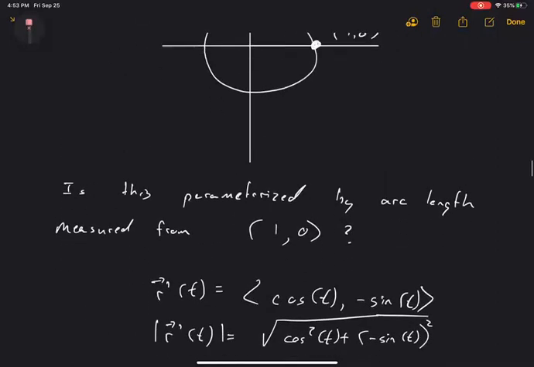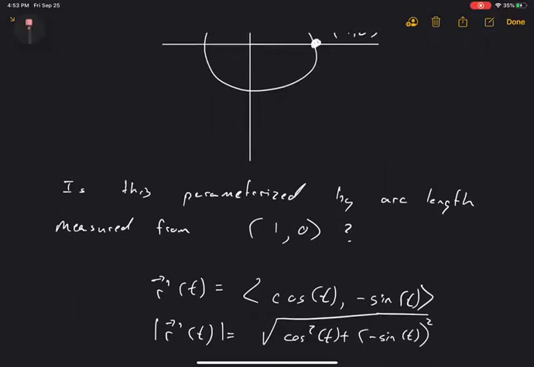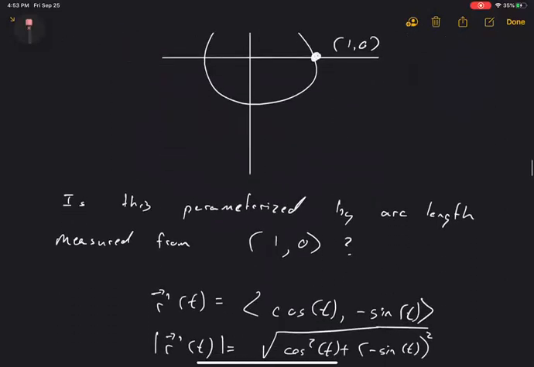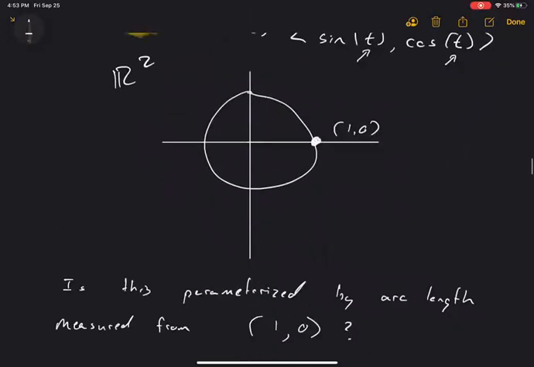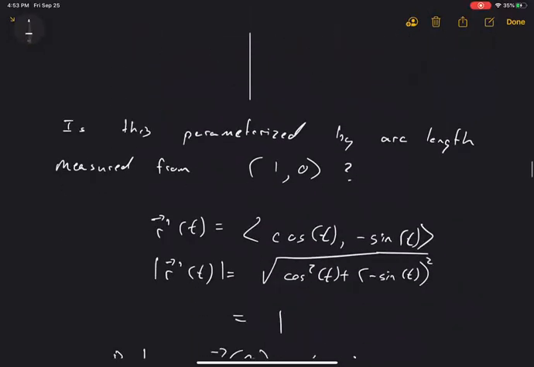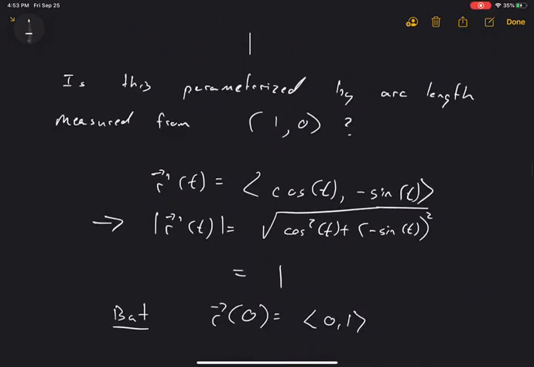Okay, so what do we need to do to test if this function is parameterized by arc length? First thing we need to do is find r prime of t. So if that's my r of t, what's r prime of t? Cosine of t, negative sine of t. Now I find the magnitude of r prime of t. Well, that's the square root of cosine squared plus sine squared. I know this is 1, so the square root of 1 is 1. So I see the magnitude of r prime of t is equal to 1.